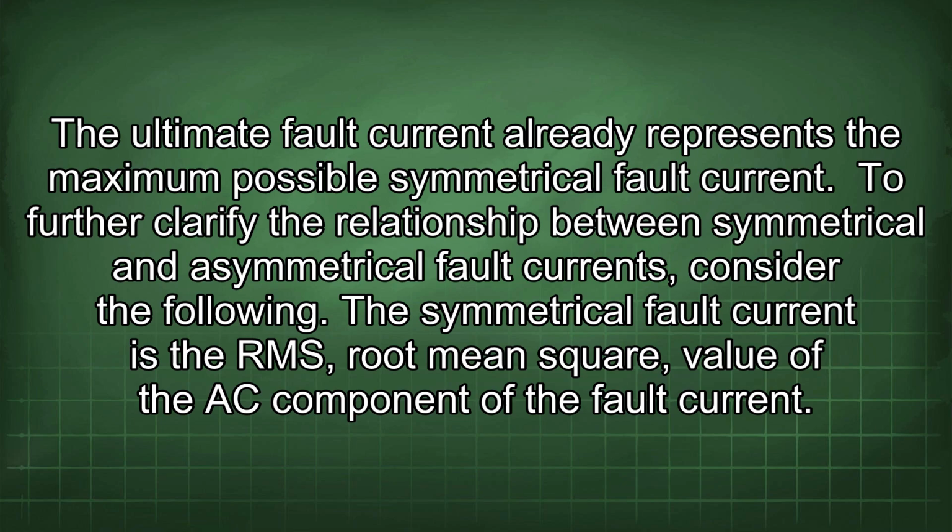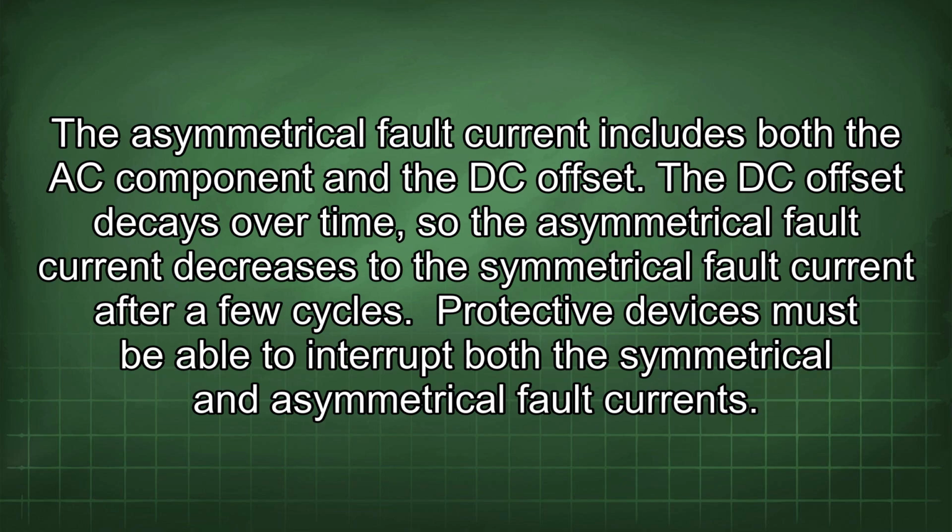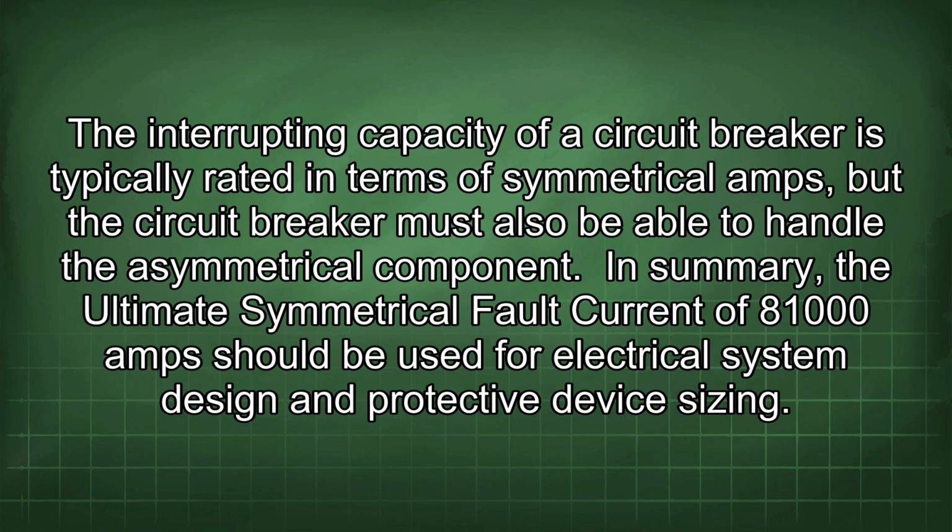To further clarify the relationship between symmetrical and asymmetrical fault currents, consider the following. The symmetrical fault current is the RMS, root mean square, value of the AC component of the fault current. The asymmetrical fault current includes both the AC component and the DC offset. The DC offset decays over time, so the asymmetrical fault current decreases to the symmetrical fault current after a few cycles. Protective devices must be able to interrupt both the symmetrical and asymmetrical fault currents. The interrupting capacity of a circuit breaker is typically rated in terms of symmetrical amps, but the circuit breaker must also be able to handle the asymmetrical component.